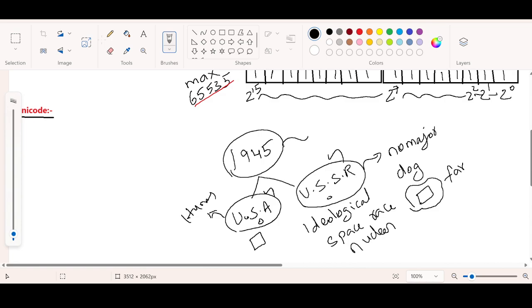But they also did something. They did not transfer the technology. They did not export their technology to other countries. USA did not export, and USSR did not export. They kept some privacy, some secrecy.